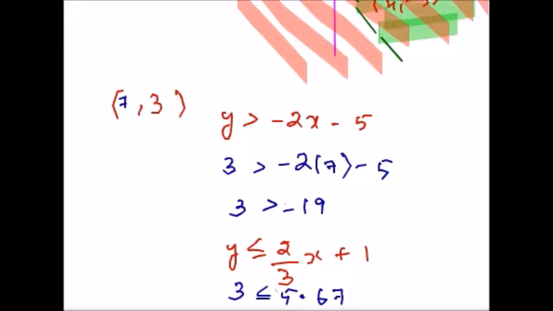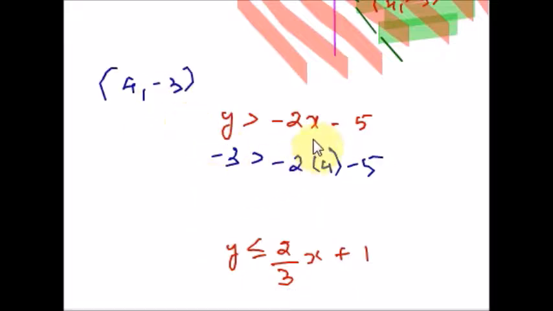So let us check the third point, (4, -3), in the same inequalities. Replace y by -3 and x by 4. So I'll get -13 on the right side. -3 is greater than -13. Yes, it's true. And for the second inequality, replace y by -3 and x by 4. So I'll get 8/3 plus 1, which is nothing but 3.67. Yes, it is less than. All the 3 points we chose are satisfying both the inequalities. So our answer is also true.